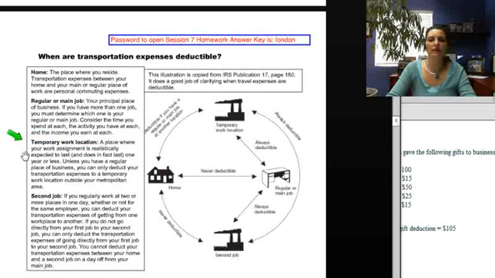Unless you have a regular place of business, you can only deduct your transportation expenses to a temporary work location outside of your metropolitan area. So here is your home, here is the temporary work location.